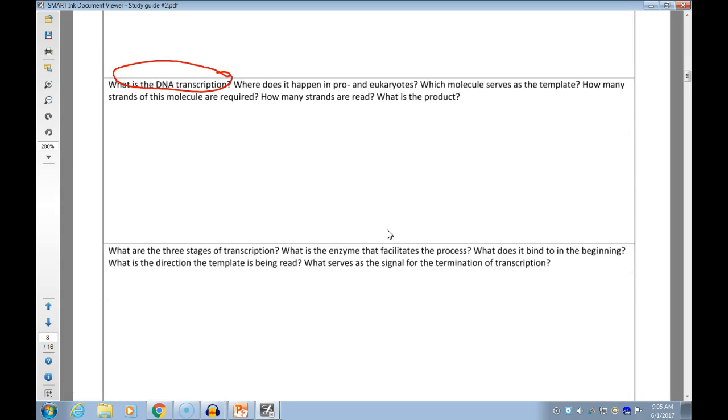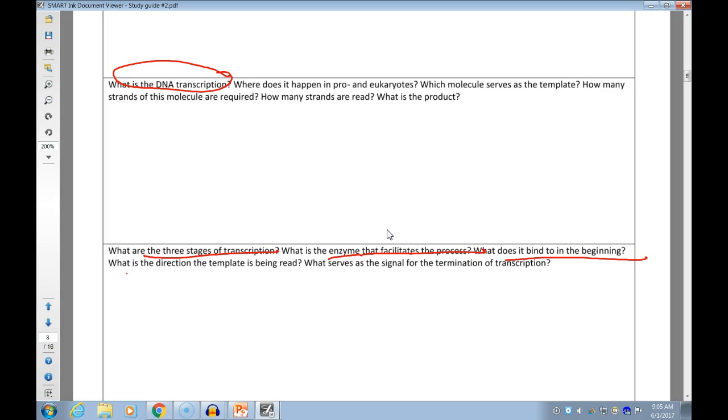Three stages: initiation, elongation, termination. What is the enzyme that facilitates the process? Which polymerase? RNA polymerase, period. In eukaryotes there are actually three of them, but let's not get into that.